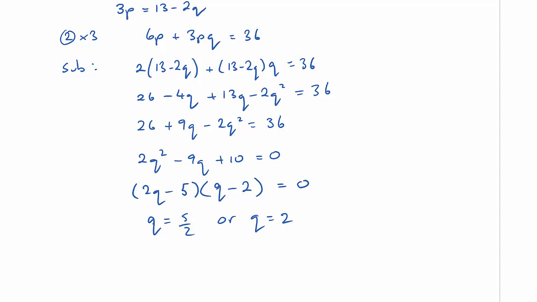So if q equals 5 over 2, we'll get one value of p, and if q is 2, we'll get a different value of p. I think the 2 is the easiest one to do. So 13 take away 4 would be 9, and then divide that by 3, so that would give me p as 3. If q is 5 over 2, 2q is going to end up being 5, so 13 take away 5 is 8, so p would be 8 over 3.